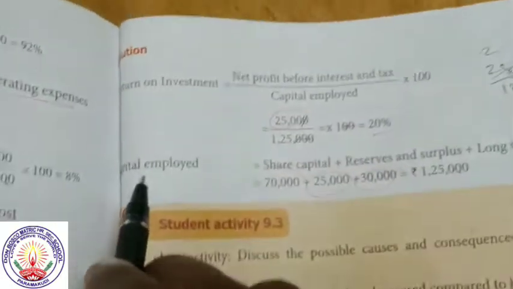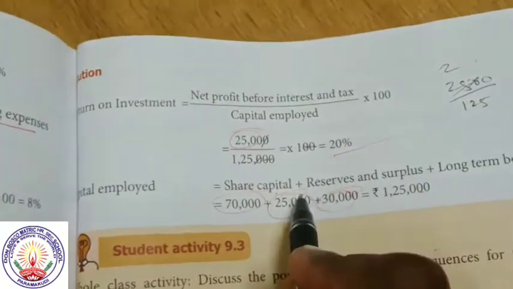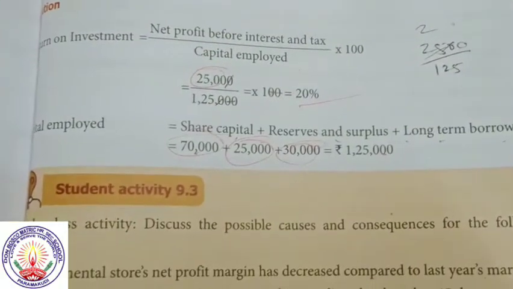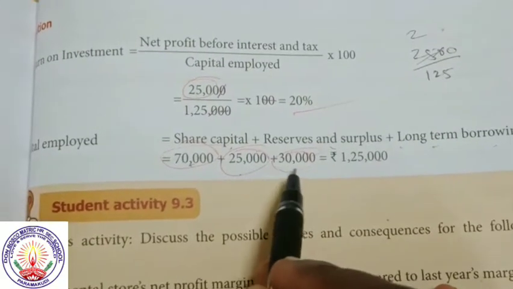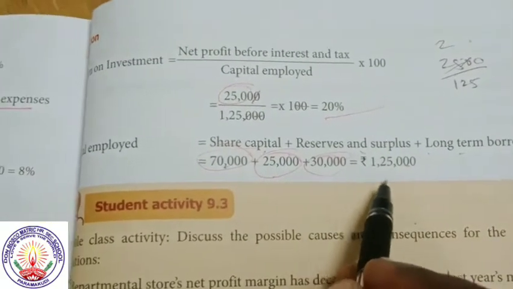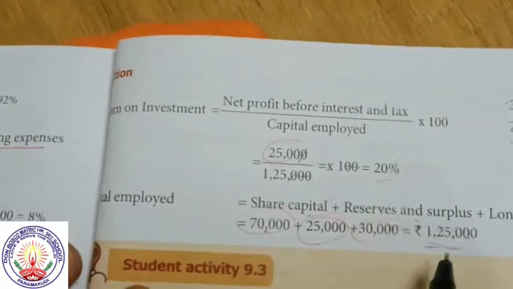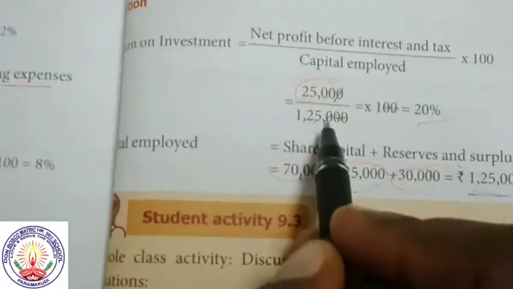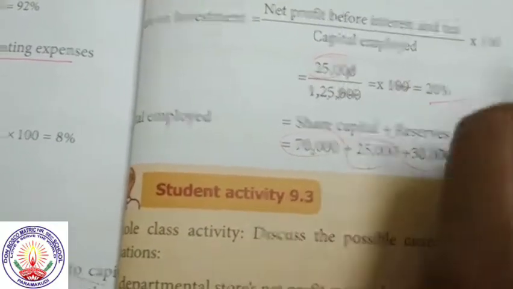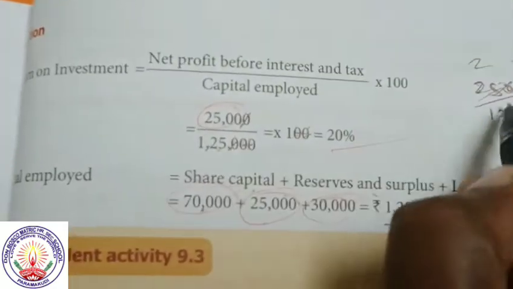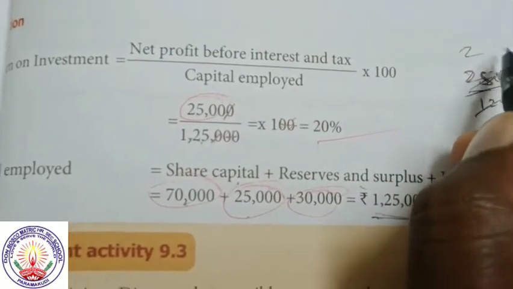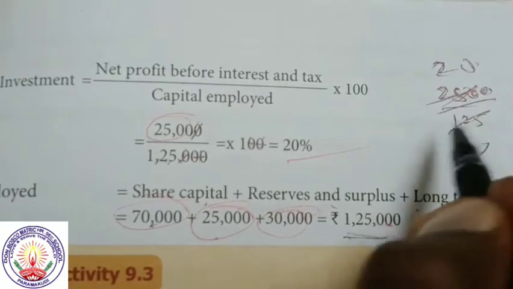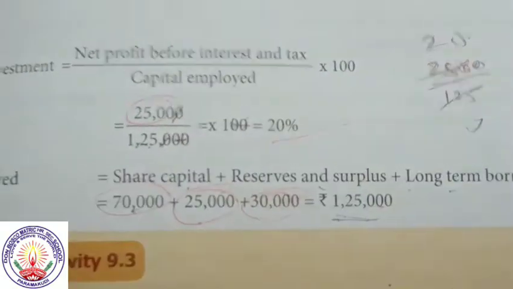Now find the formula. Capital employed equals shareholder capital 70,000 plus reserve and surplus 25,000 plus long-term borrowings 30,000. Total 1,25,000. Now the capital employed is 1,25,000. Divide 2500 by 125: 125 into 2 is 250, remaining 0. So I take 20% as the return on investment.